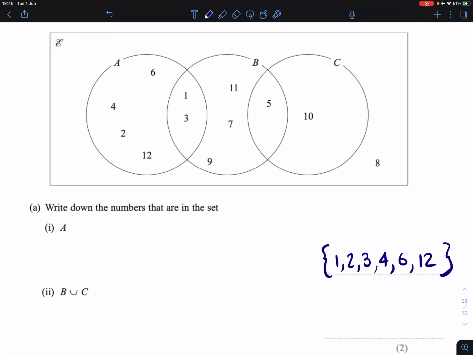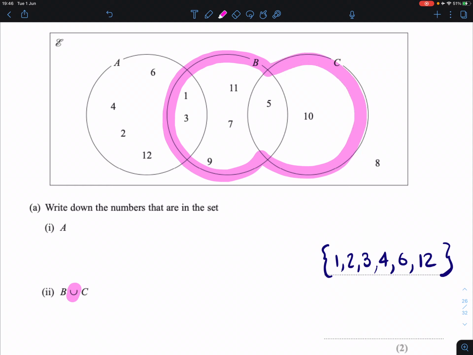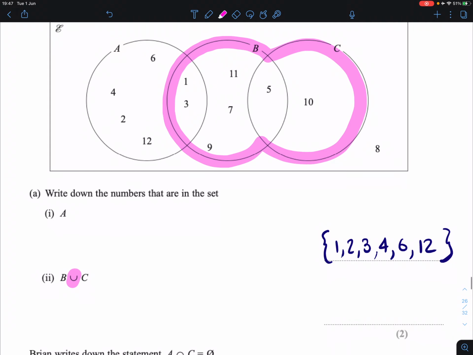Part 2, B union C. The union is basically anything that is in either circle B or circle C. So it doesn't matter where it is. It doesn't have to be in both. It could be just in C. It could be just in B. We don't even care about whether or not it's just in A. We're not interested in A for this. It's just what's inside that pink region there.